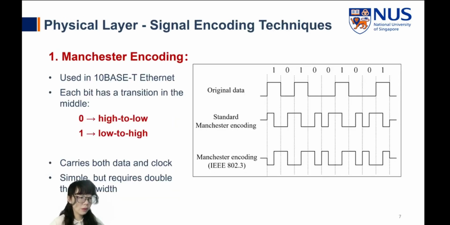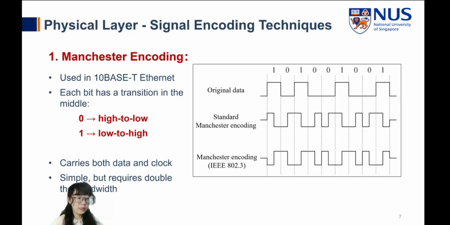Now I'll talk about signal encoding in the Ethernet physical layer. The signal encoding defines how digital bits are represented as discrete electrical waveforms for transmission. Over the years, Ethernet has used several encoding methods. Firstly, I will introduce Manchester encoding. It was used in 10BASE-T Ethernet.